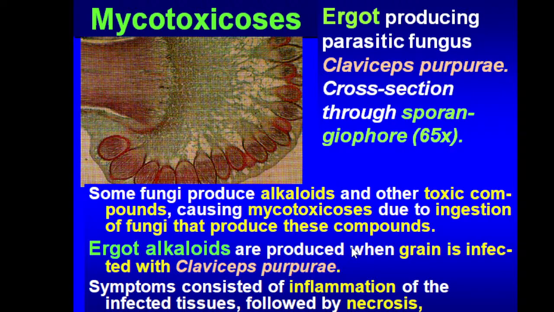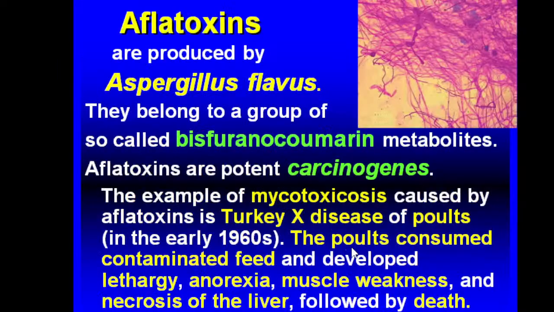For example, ergot alkaloids are produced in a grain if it is infected with Claviceps purpurea. The symptoms of this mycotoxicosis can be very severe, usually accompanied by a very strong inflammatory response in the tissues, then necrosis. Sometimes it has a neurological effect with hallucinations, and sometimes it may cause gangrene. The second example of toxins produced by fungi is the aflatoxin produced by Aspergillus flavus.